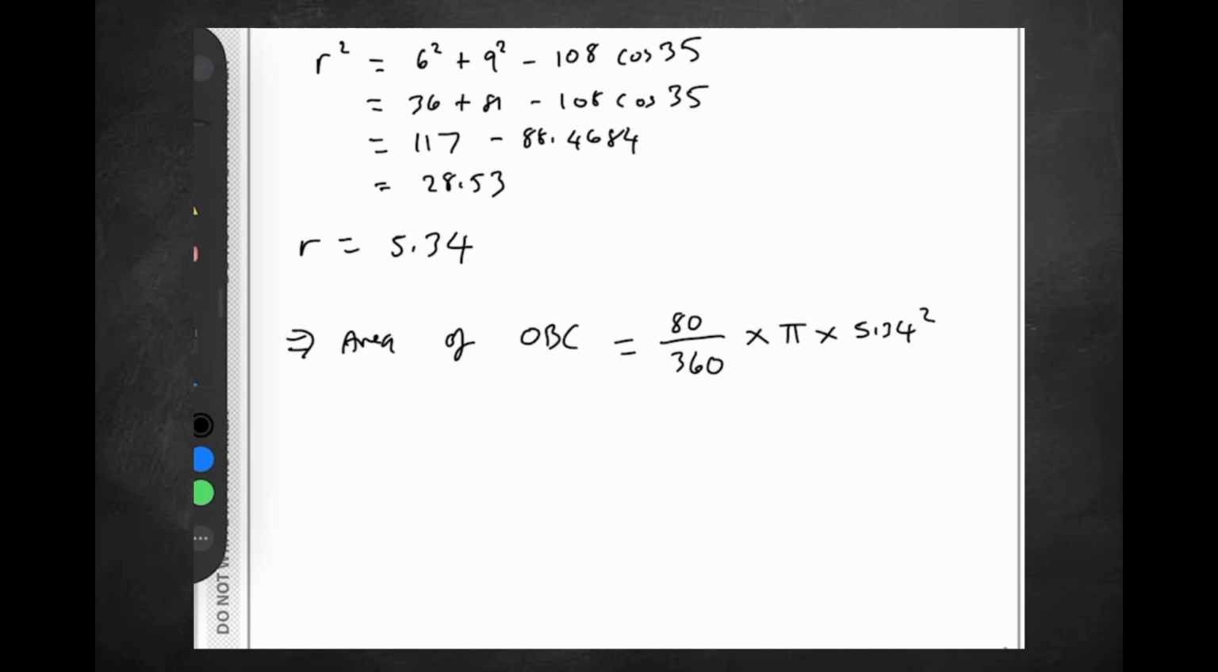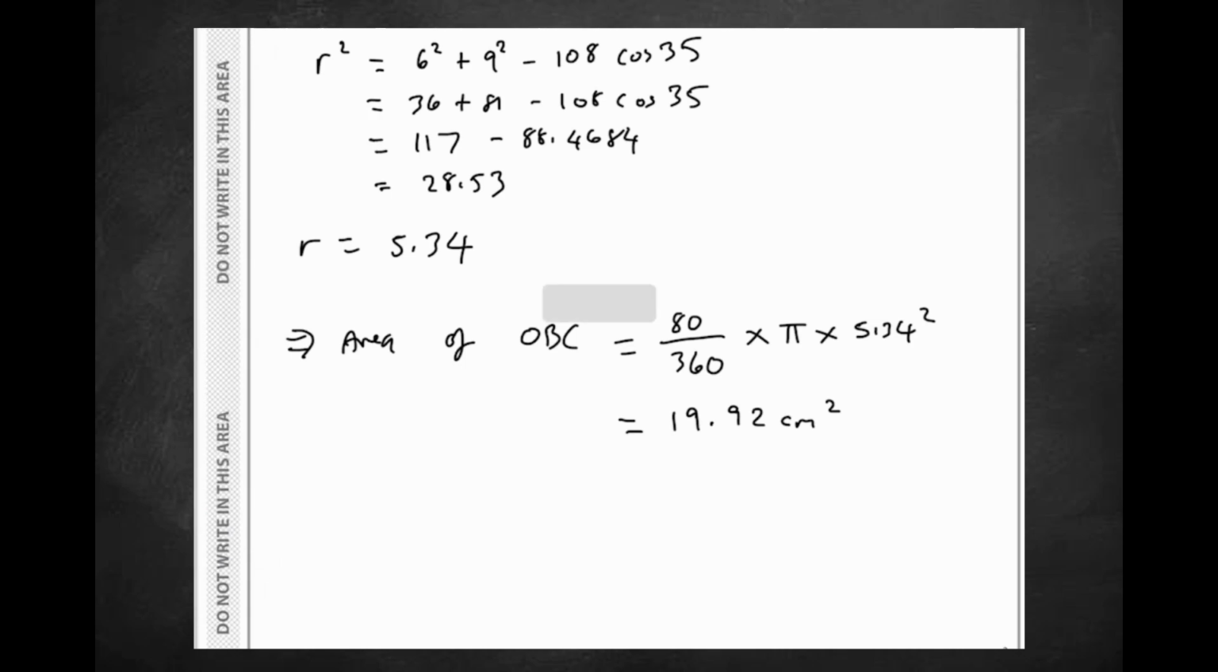5.34 squared. And we're going to do 5.34 squared times by pi times 80 divided by 360. And we get 19.92 centimeters squared.